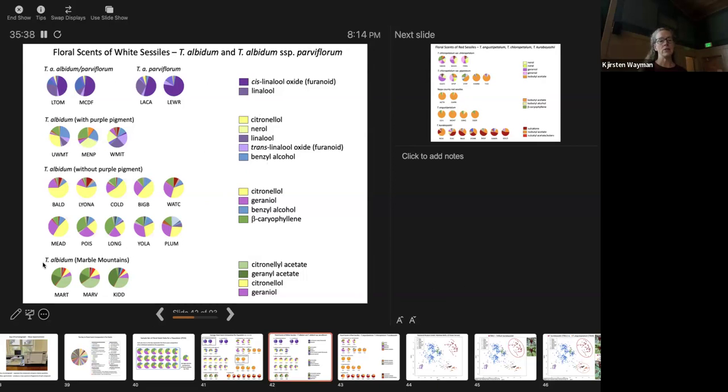And then if we go down to Trillium albidum in the Marble Mountains, as I mentioned, they have a little bit of unique characteristics morphologically. And as you can see here, just by the colors of these pie charts, they've got different floral scents as well. They do have citronellol and geraniol like the other Trillium albidum without purple pigment, but notice their major compounds are citronellol acetate and geranyl acetate, which happen to be just esters of citronellol and geraniol. So they're not that much different, but they are in fact different. They do present a different set of compounds in their floral scent. So there is some uniqueness to those populations.